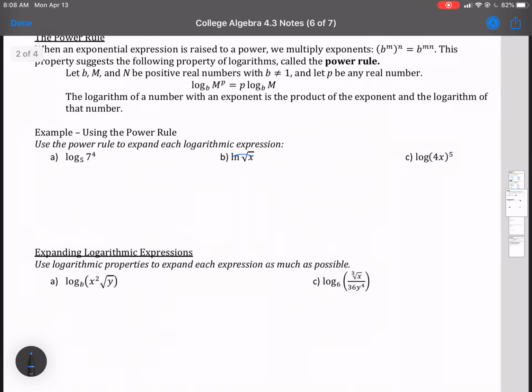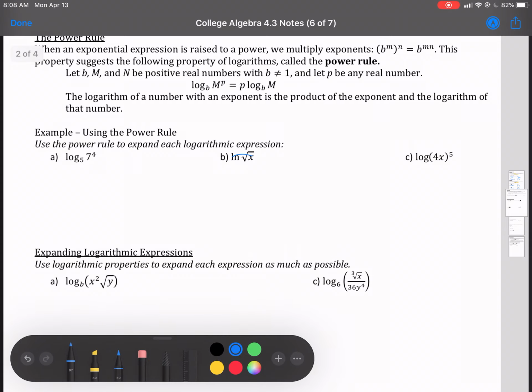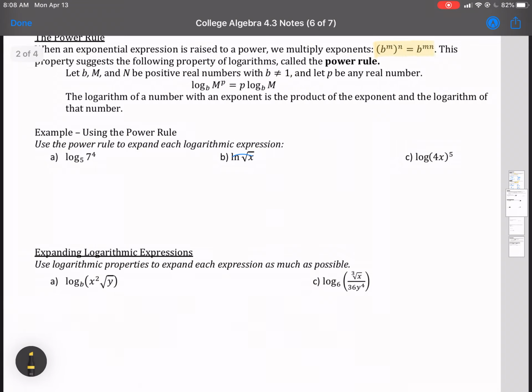Okay, so our third rule we're going to look at is the power rule. And that says that when we have b to the m power to the n power, we can multiply those exponents. So here what we're going to do with the power rule is take that exponent that's on the inside and move it to the front of the log and multiply.